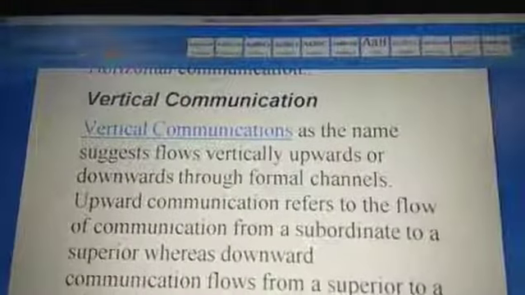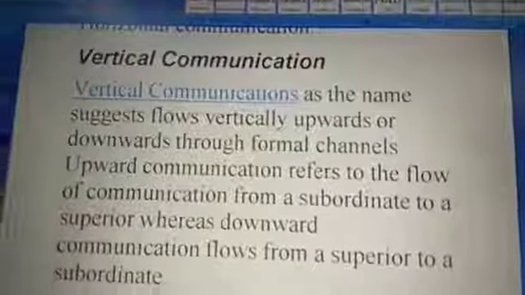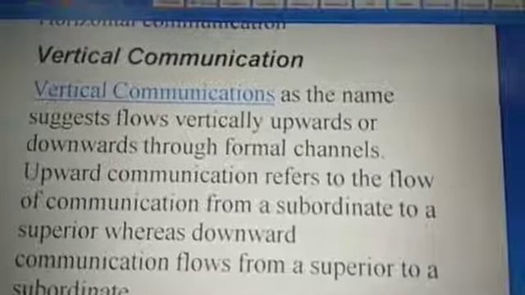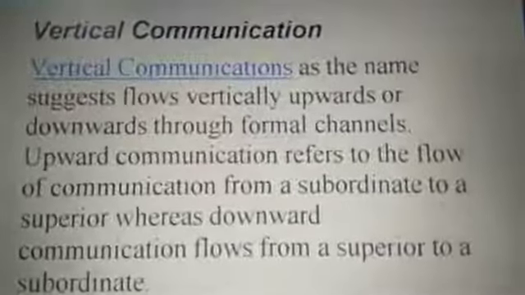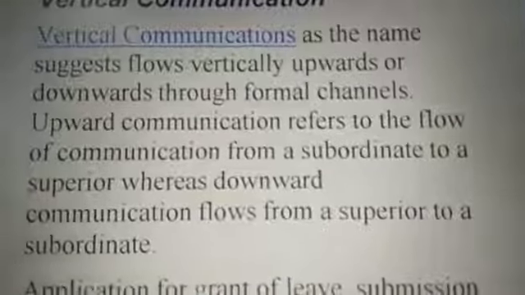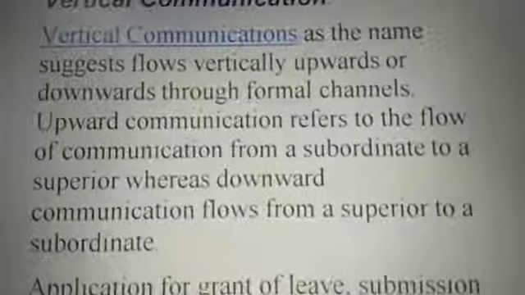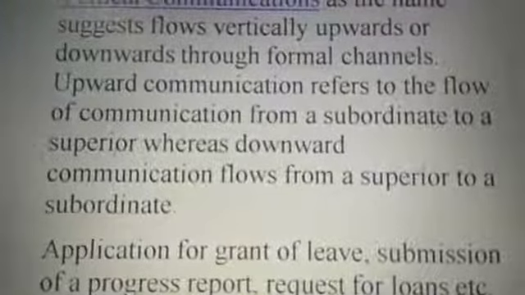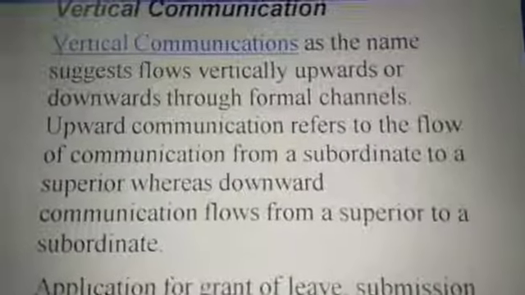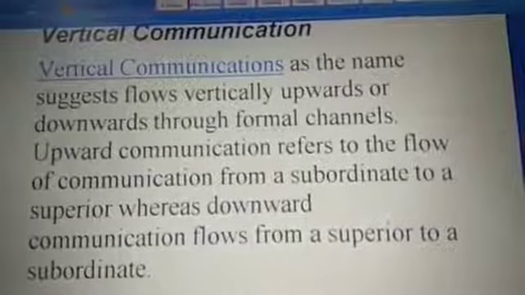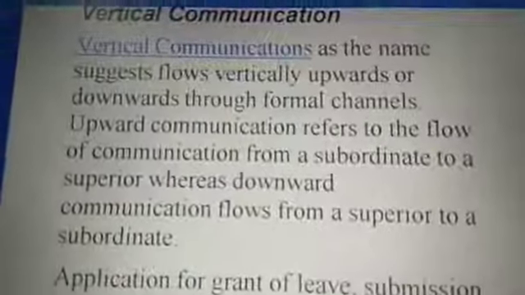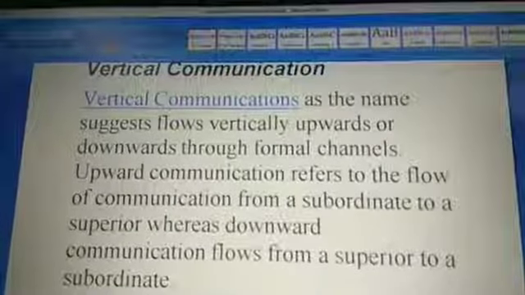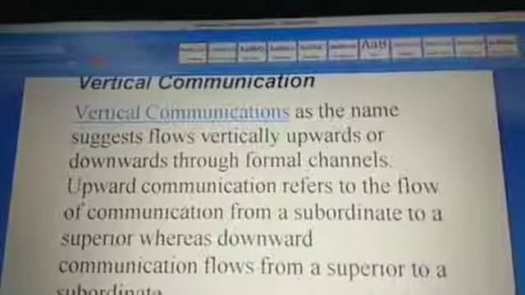Now, vertical communication, as the name suggests, flows vertically upwards or downwards through formal channels. Upward communication refers to the flow of communication from a subordinate to a superior, whereas downward communication flows from a superior to a subordinate. When a subordinate talks to his superior, this is upward communication. And when a superior talks to a subordinate, this is downward communication.